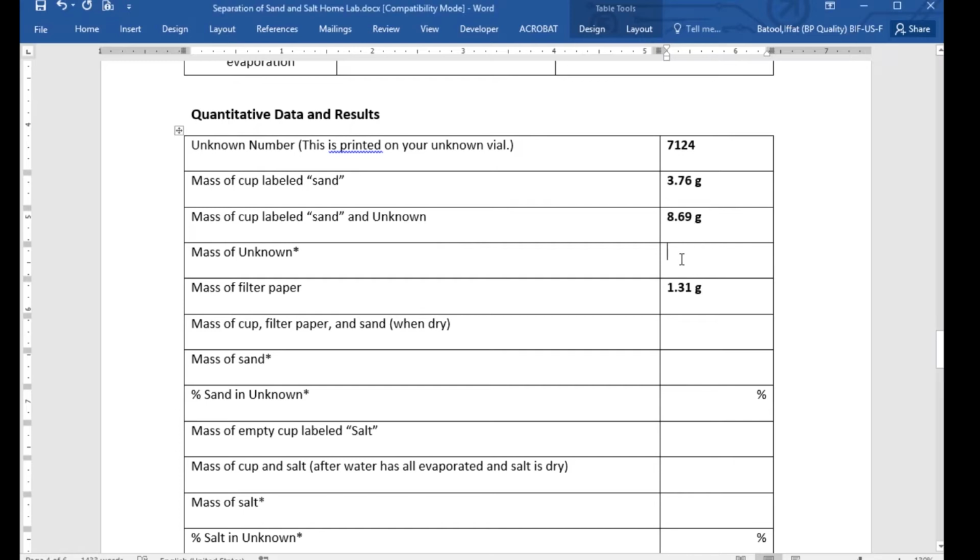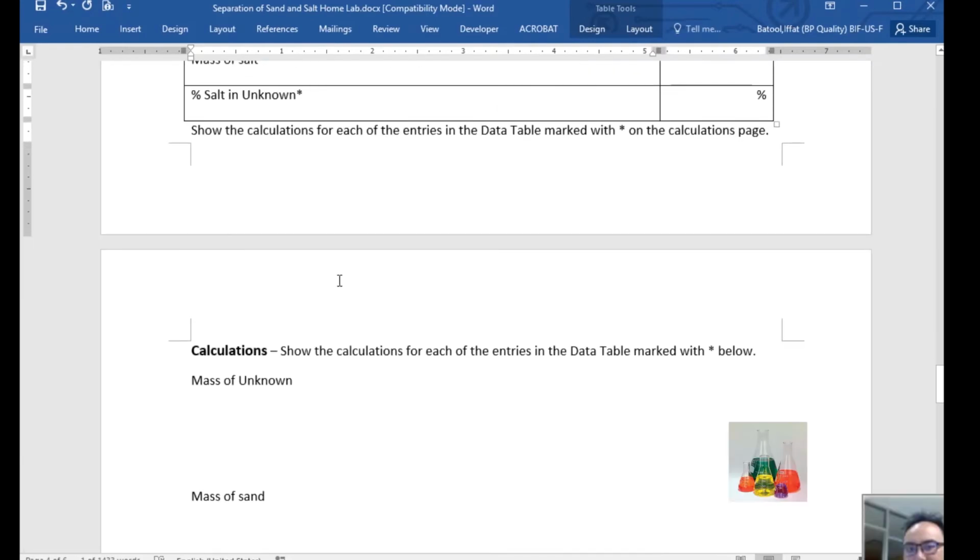After that, to find the mass of the unknown, remember based on our video in science and chemistry, we take the weights by difference. So you have these two weights, and to find the weight of the unknown, you will be subtracting. The subtraction for this will be 8.69 minus 3.76 gram. And wherever you see this asterisk, you actually have to show its calculation on this calculation page.